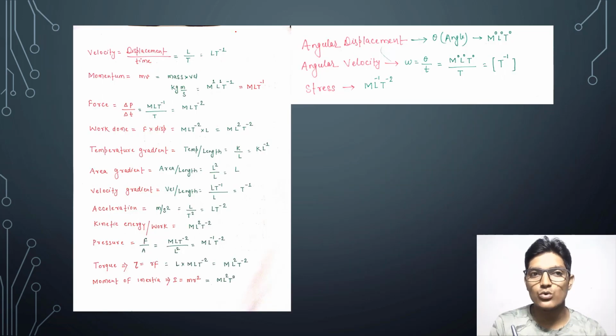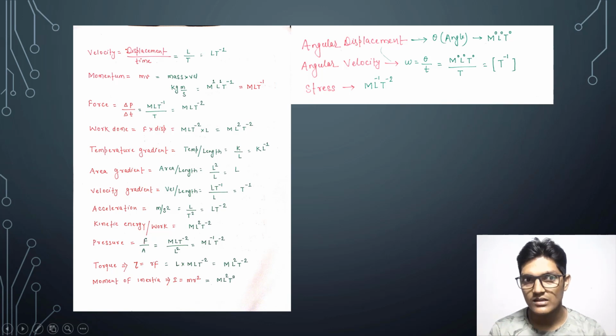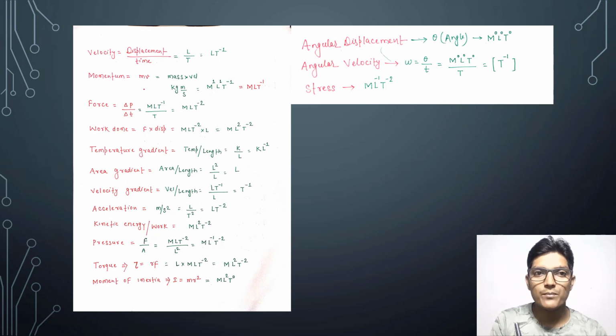So we have our dimensions for different quantities like velocity, momentum, force, work done, temperature gradient, area gradient, velocity gradient, acceleration, then work, pressure, torque, moment of inertia, then angular displacement, angular velocity, and stress. You can see velocity is equal to displacement upon time. For displacement we use L because it's length, and time is T. So [L T to the power minus 1]. For momentum, we have mass into velocity. For mass it is kilogram, and for velocity, meter per second. So we use M1, L1, and T to the power minus 1.